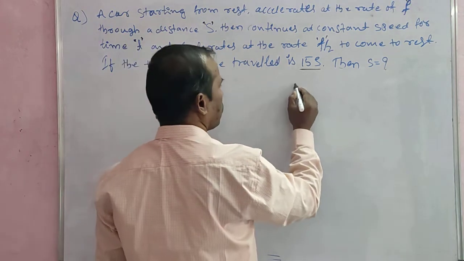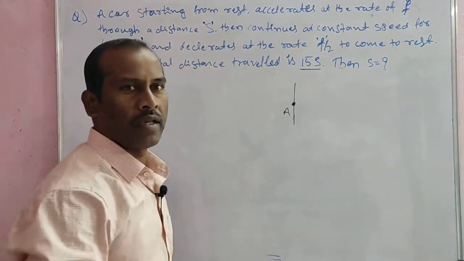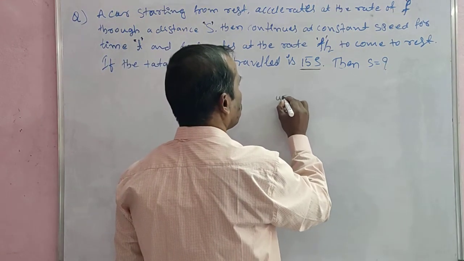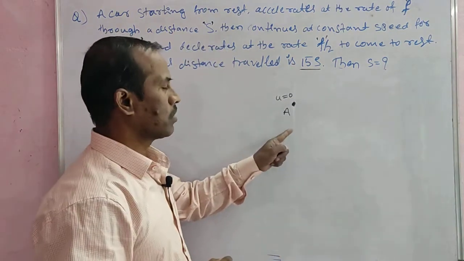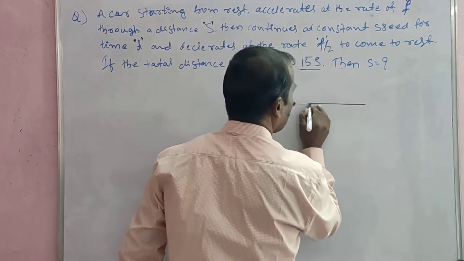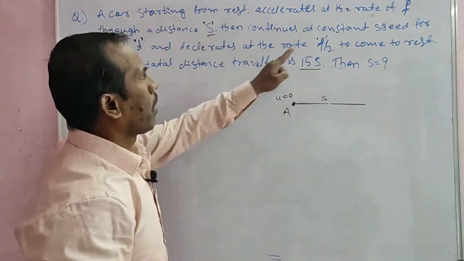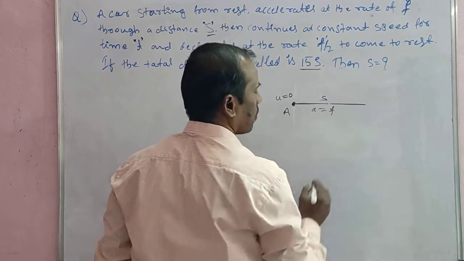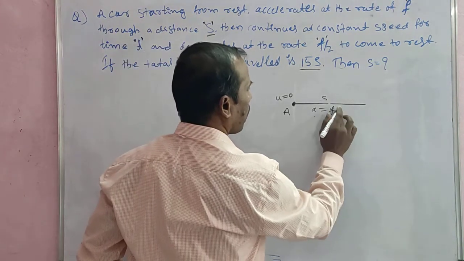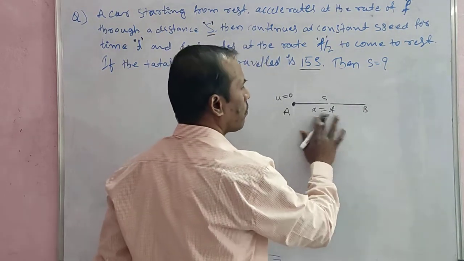First of all, see your diagram. Here point A is the initial point, the starting point. The initial velocity u of the car at the starting point is equal to 0, moving along a straight line. The displacement here is s, the acceleration a is equal to f, through a time, for example t1, between A and B.